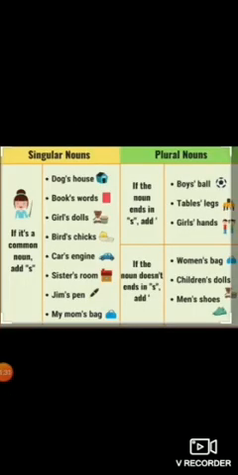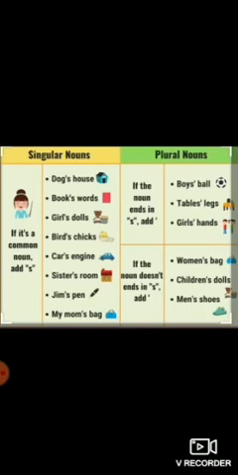Some more examples are here. So in the case of singular nouns, we have to use apostrophe and s after the singular noun. Dog's house, book's words, girl's dolls, bird's chicks, car's engine, sister's room, Jim's pen, my mom's bag.